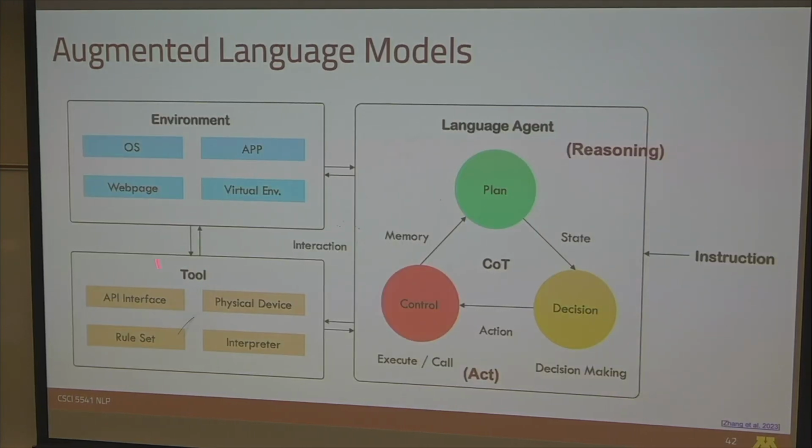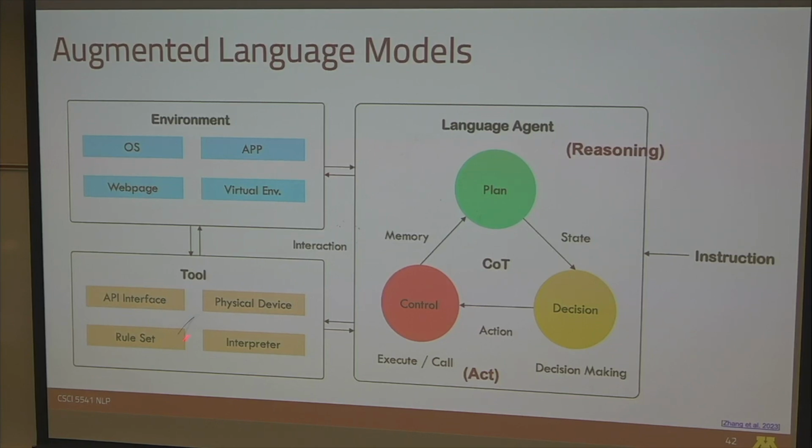So this is the conceptual diagram for augmented language models. Now you have this environment where both the tool and your language model, which is now termed an agent, exist, because the assumption here is that it now has some ability to do reasoning, has some memory and so on. So we will call it an agent.